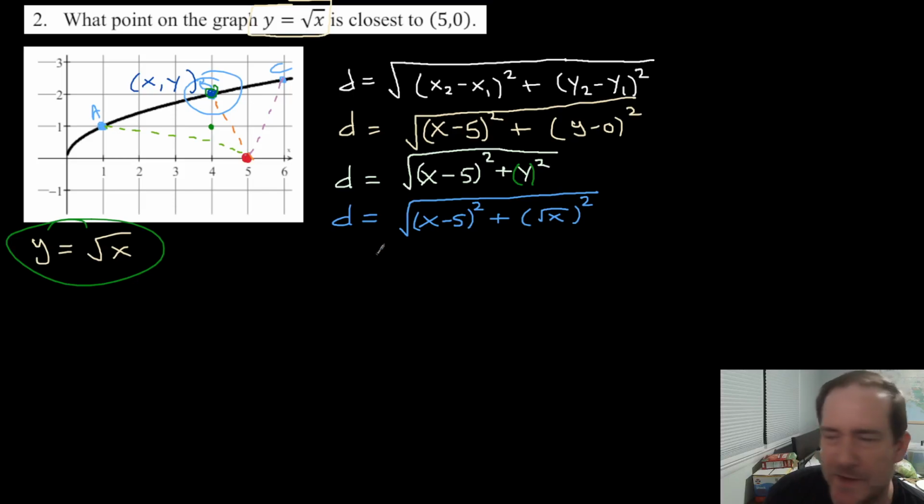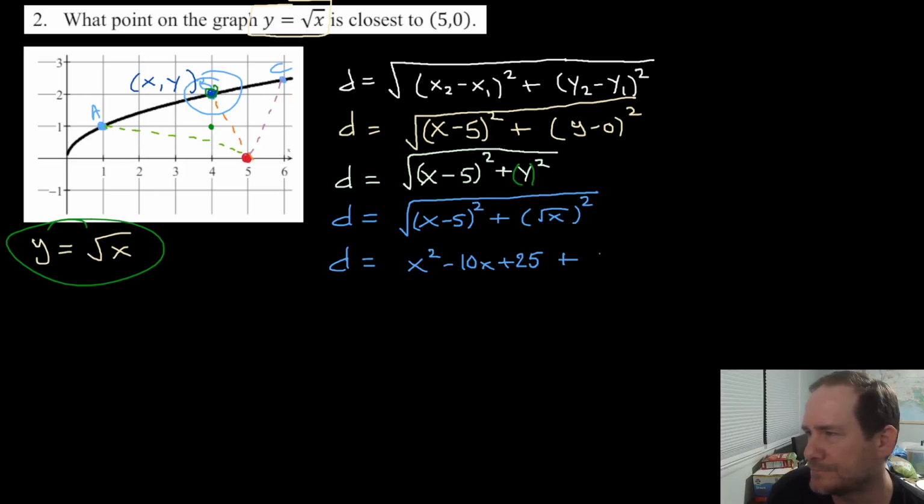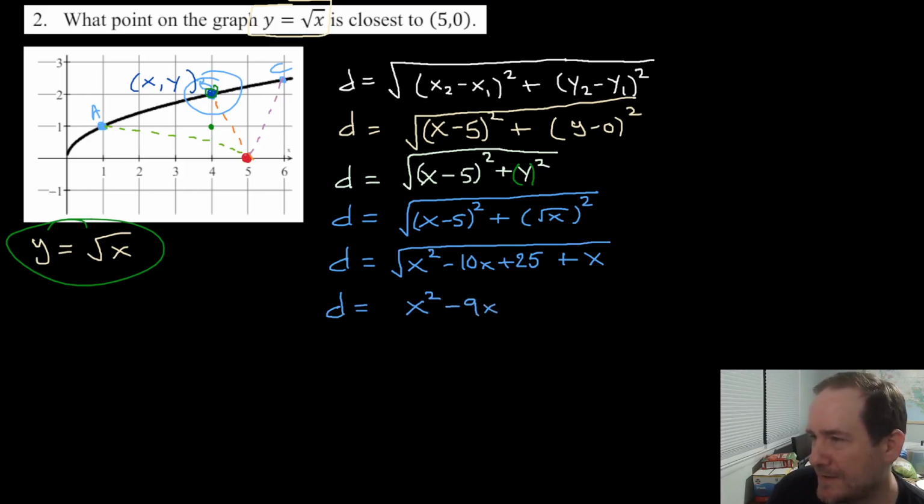So if I expand this, then we're now looking at d equals the square root of x squared minus 10x plus 25 and then plus 1 extra x. And all that is still under the radical, which means d is equal to x squared minus only 9x plus 25, and all of that, instead of a radical, I'm going to call that to the power of 1/2.